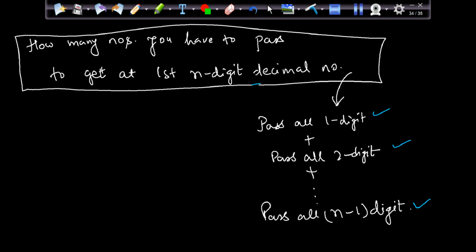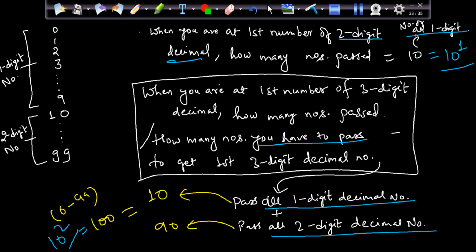Similarly, you can say this for any base, not only decimal. We have seen that the base of decimal is 10, and to get to the first two-digit decimal number, how many numbers do we have to pass? That is 10 to the power 1. The base of decimal is 10. To get to the first three-digit decimal number, how many numbers do we have to pass? It is equal to 10 to the power 2.